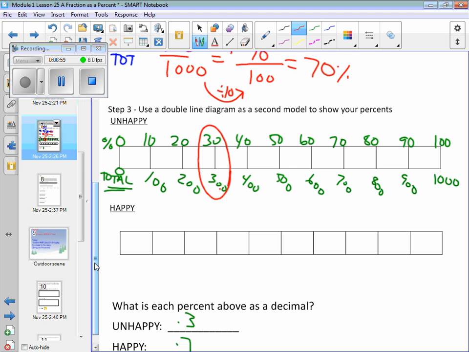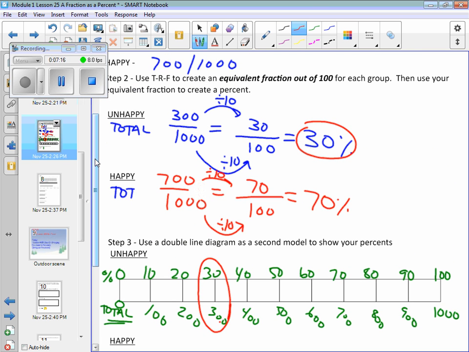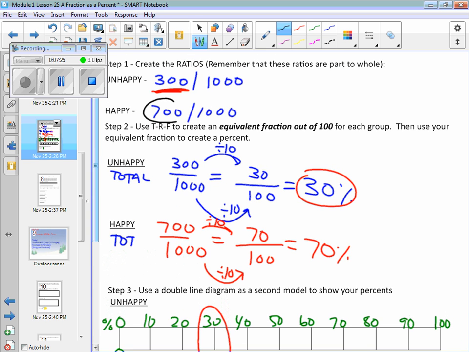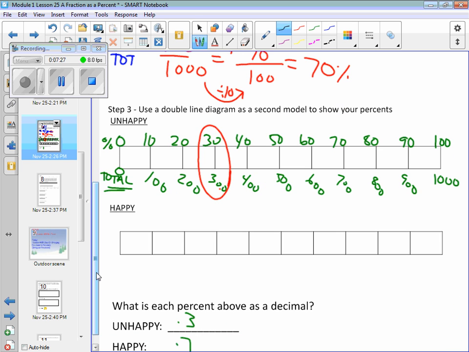Now, with happy people, it's broken up the same way. I'm not going to recreate the whole entire number strip, because it's the same exact scale. It's 0 to 100 for percent and 0 to 1,000 for total number. I'm just going to go back and do it in a different color. What color have I not used? Oh, I'll use black. And you're looking now at finding 700 on the scale. 700's here, and that's equivalent to 70%, and that's how I got this.